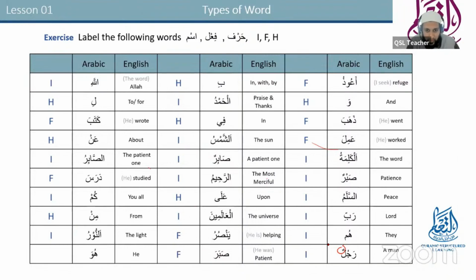Sabara, he was patient. That seems to be in the tense, that's a fi'l. And he is huwa. Huwa is a pronoun. All pronouns are in the ism category. So that concludes lesson 1, which we started on Thursday. So we now want to go to lesson 2.